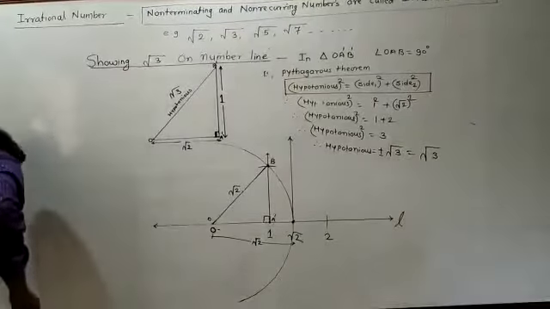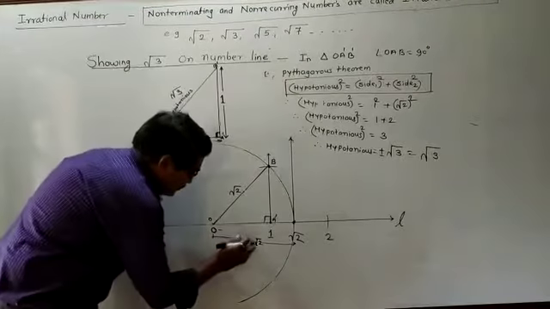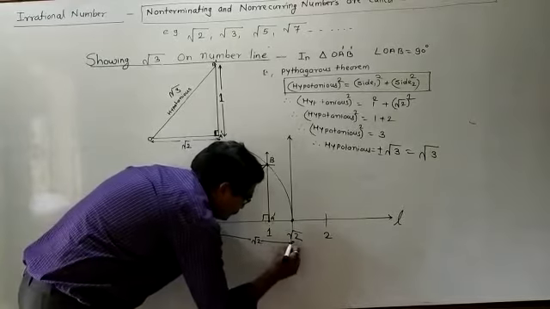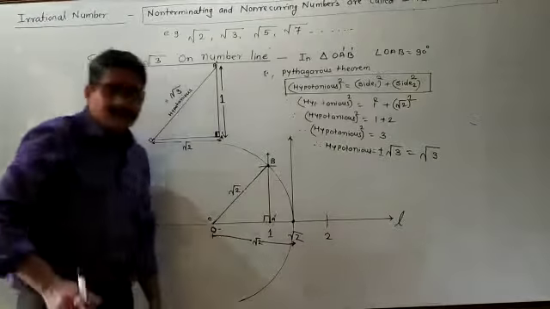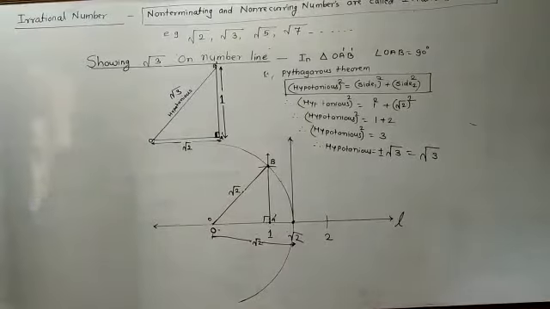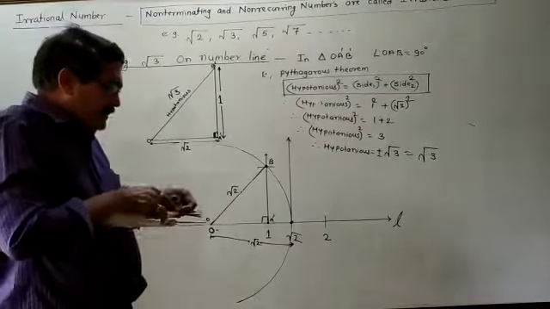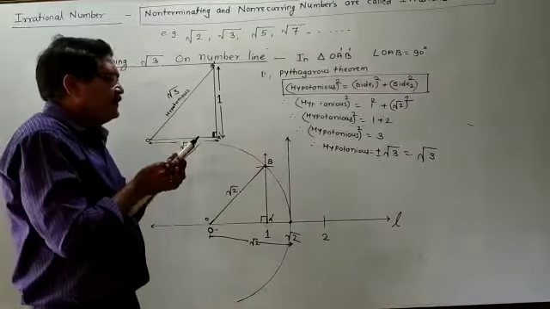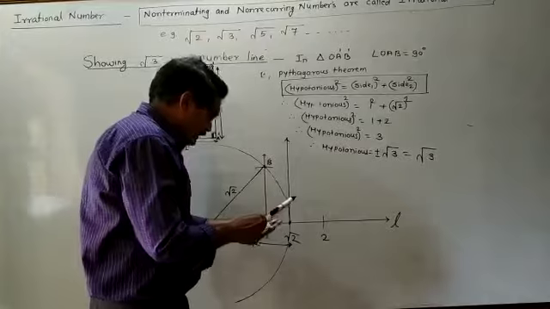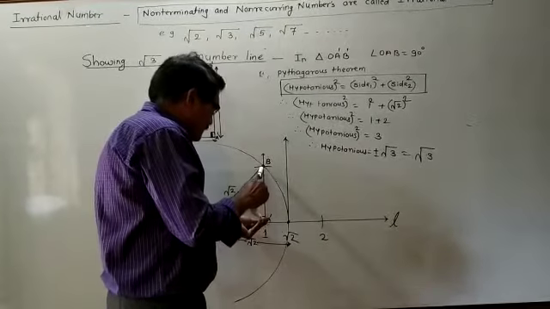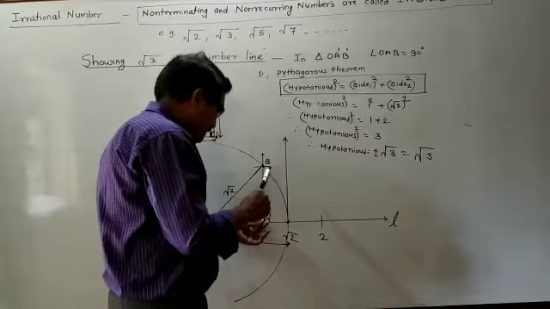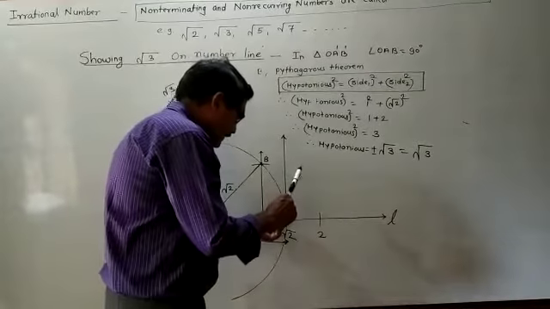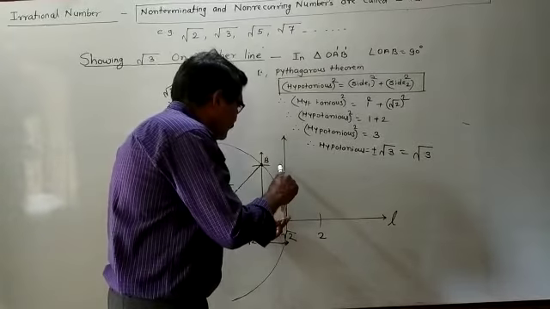Then if this distance is square root of 2, and this distance is square root of 2, at that time for the vertical distance you have to take 1 unit. If you want to take 1 unit, by the compass you have to take this distance as 1 unit. So I will take this distance as 1 unit. Same distance you have to take, this distance as 1 unit. This distance is also 1 unit. Same way you have to take this as 1 unit. You have to make the arc.